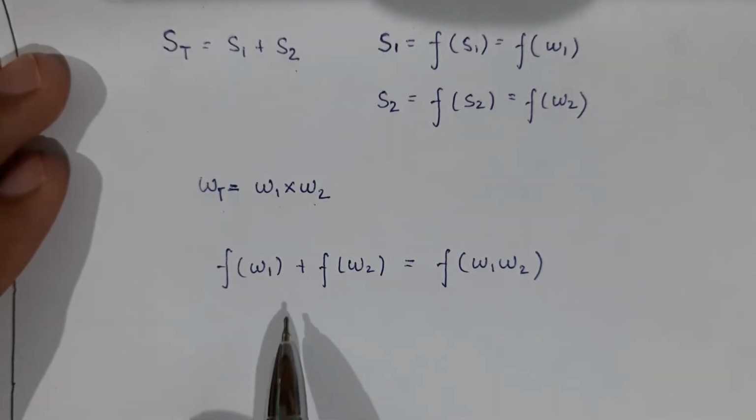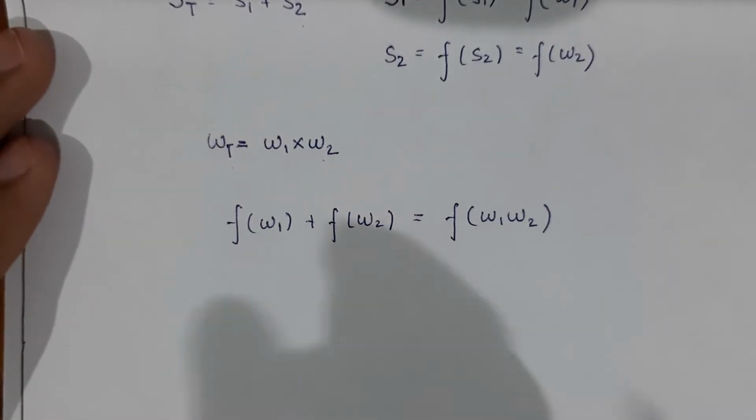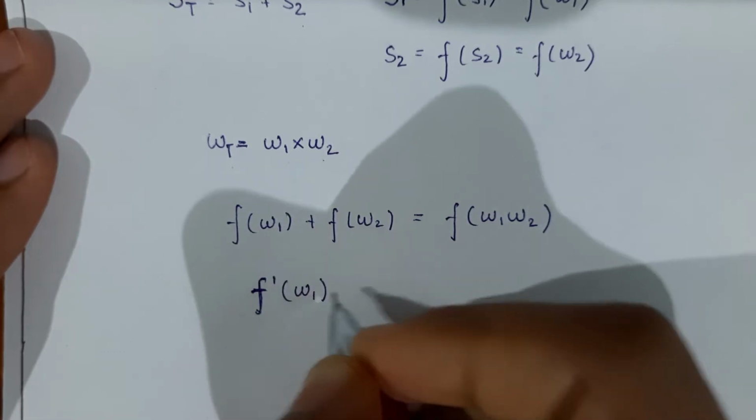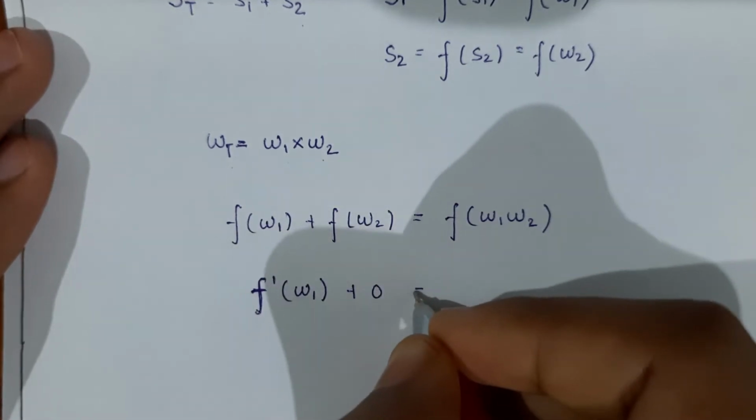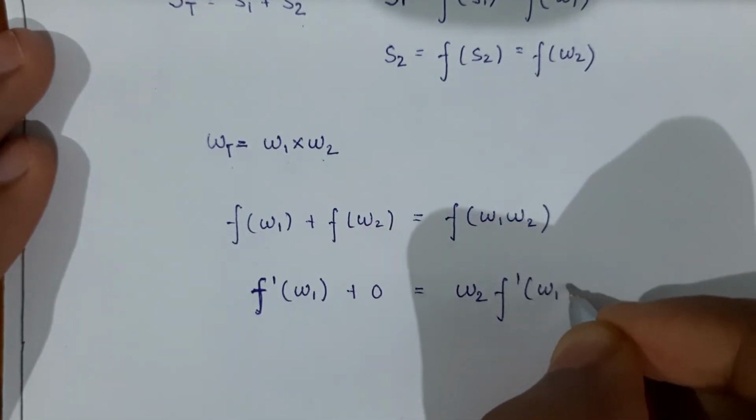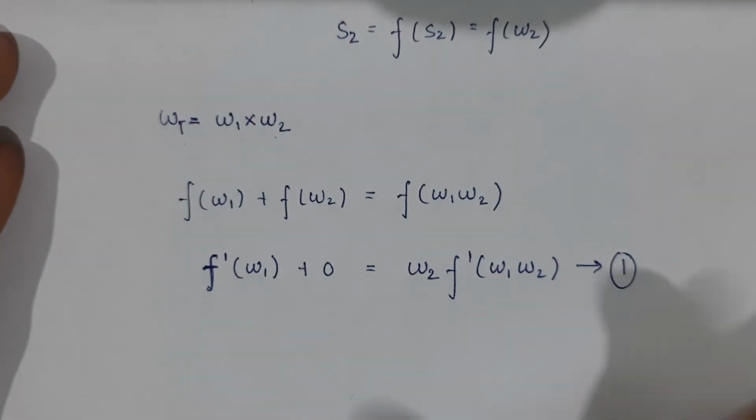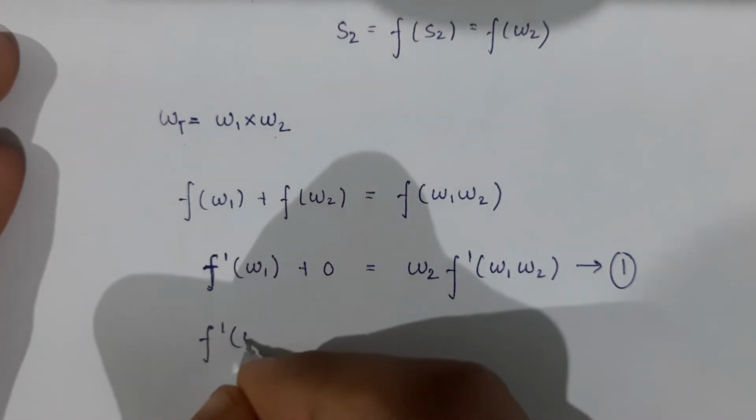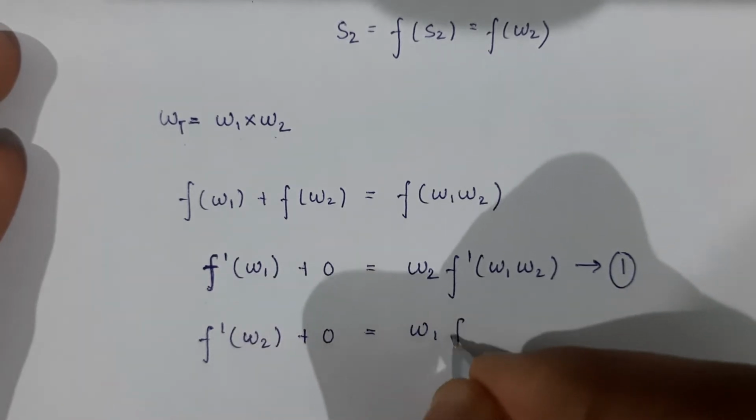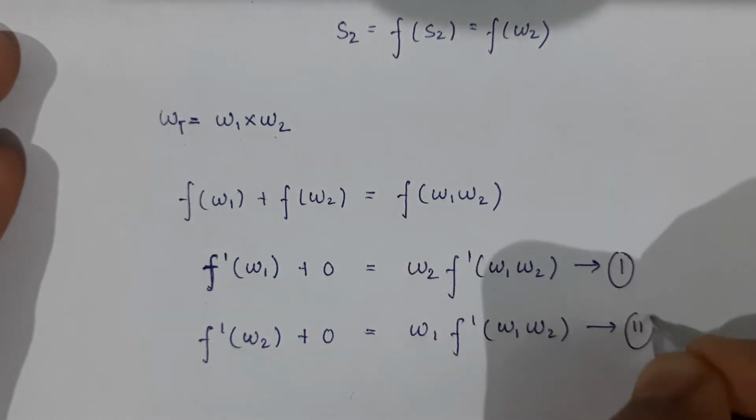Now if we partially differentiate this function with respect to omega 1 and then with respect to omega 2, first differentiating with respect to omega 1, we get f dash omega 1 plus 0 equals omega 2 times f dash of omega 1 omega 2. Say this is our equation 1. Now if we partially differentiate with respect to omega 2, we get f dash omega 2 plus 0 equals omega 1 times f dash of omega 1 omega 2. This is our equation 2.